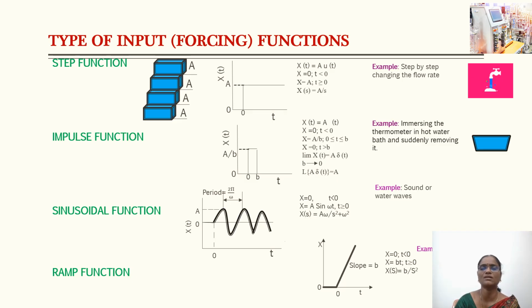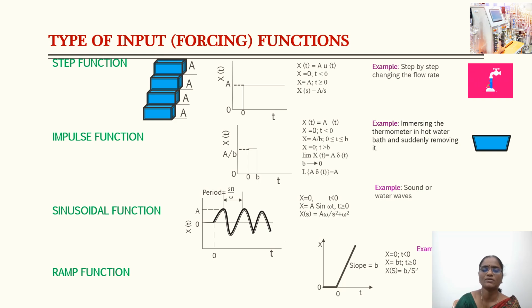Now we come to the third type of input, the sinusoidal input. What does sinusoidal mean? You may have heard about sound or water waves, and how they go in a number of cycles per unit time. That kind of input we call a sinusoidal input. In the sinusoidal input, x of t is A sin omega t when t is greater than 0. The Laplace form X of s is A omega divided by s squared plus omega squared.